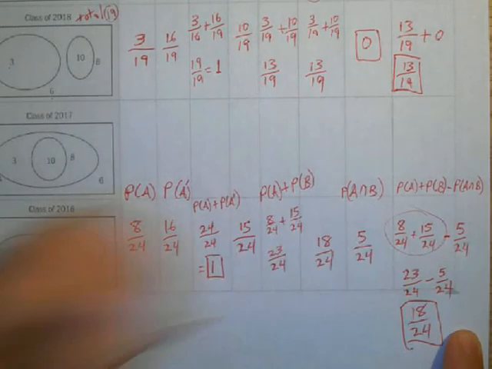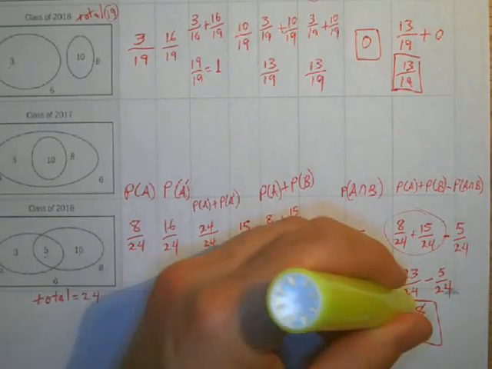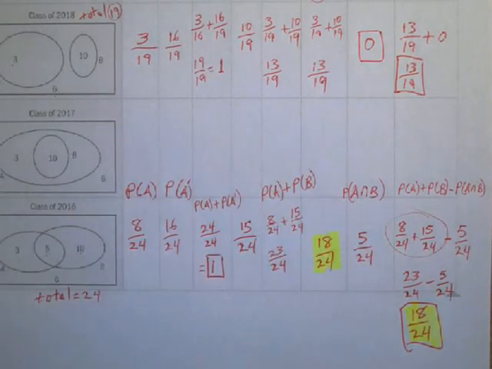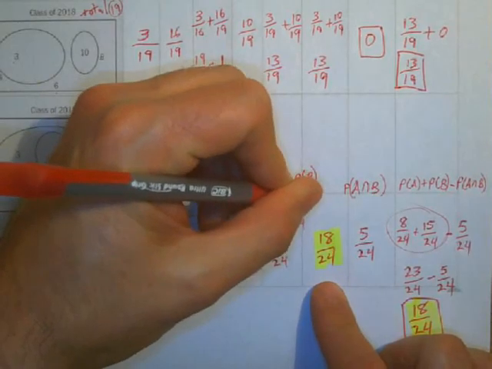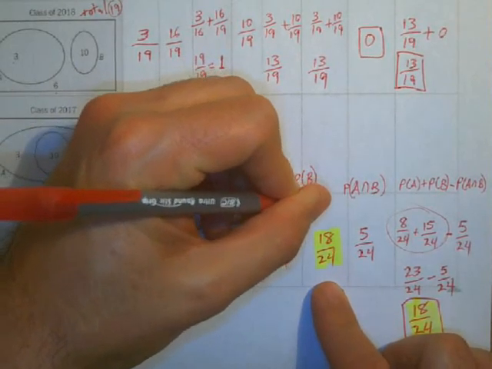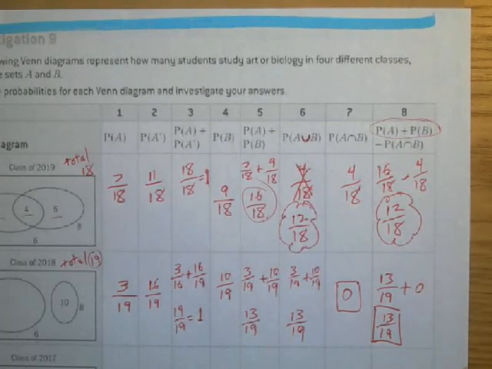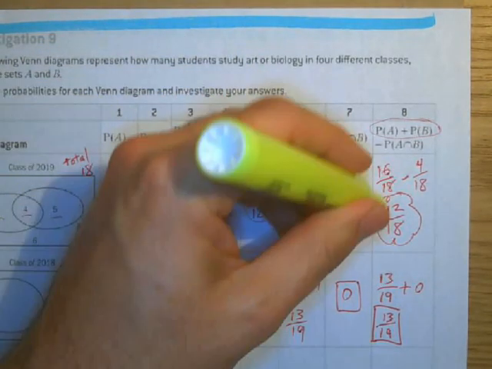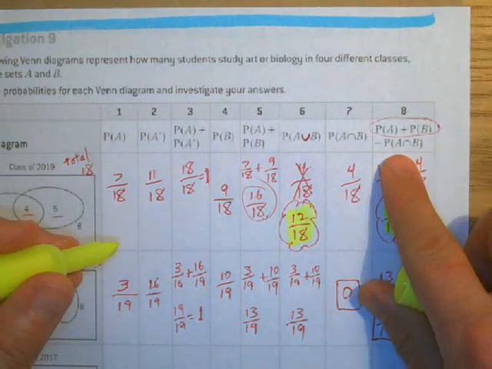Now in both of these examples, in all of these examples, this and this is the same. And this right here is the probability of A union B. And it works in all of these examples. The probability of A union B is the same as the probability of A plus the probability of B minus the intersection.